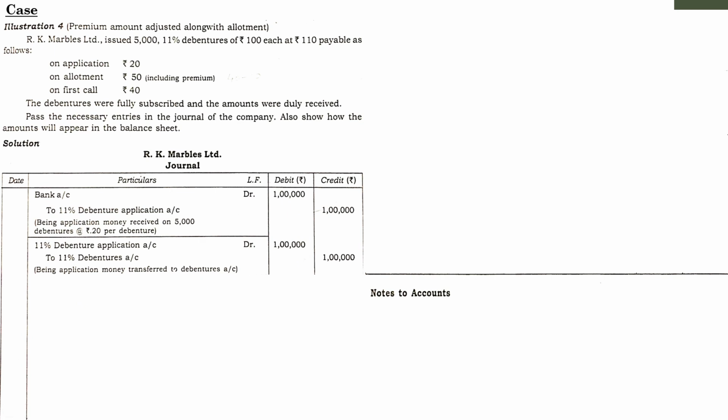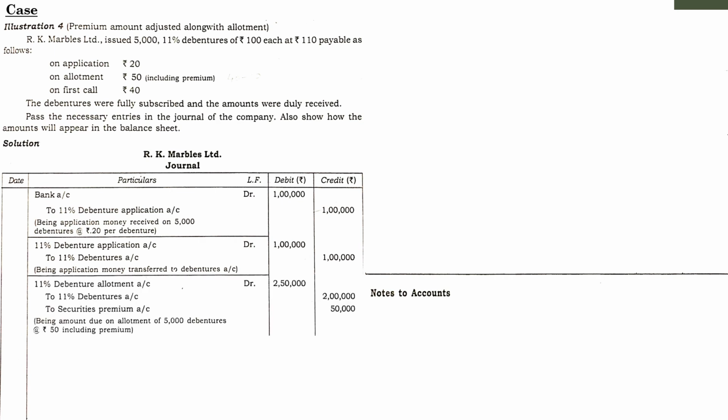Next is the allotment entry. That entry has to be posted very carefully because it consists of the premium amount. So 11% debenture allotment account debtor to 11% debentures account and security premium account. Here the 11% debenture allotment means 5,000 into 50. Here the allotment means 40 plus 10. So 5,000 into 50 you will get 2,50,000, where 11% debentures means the allotment money is just 40.